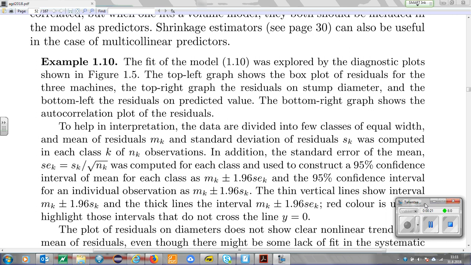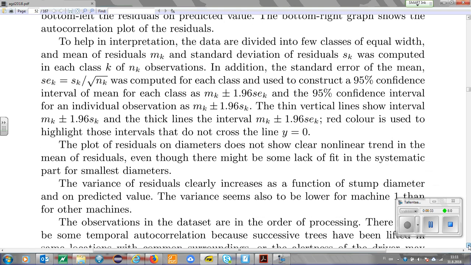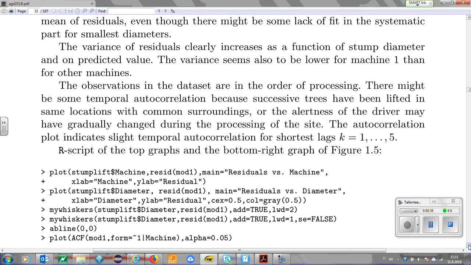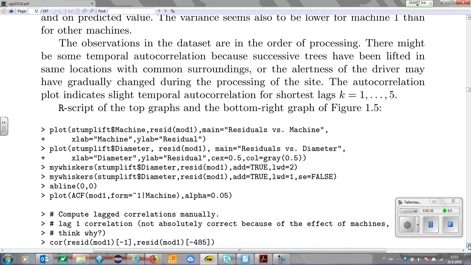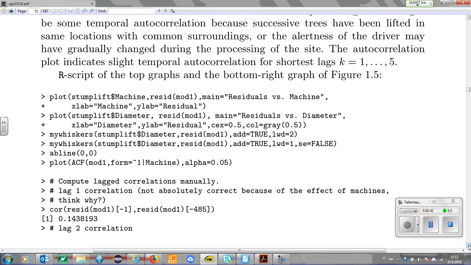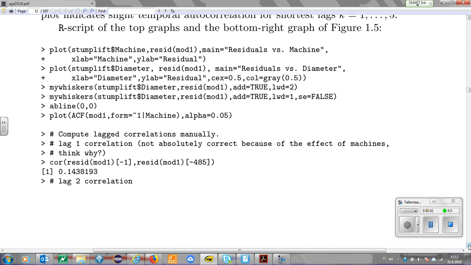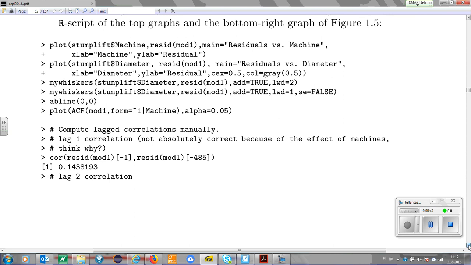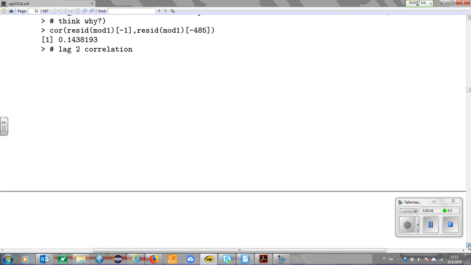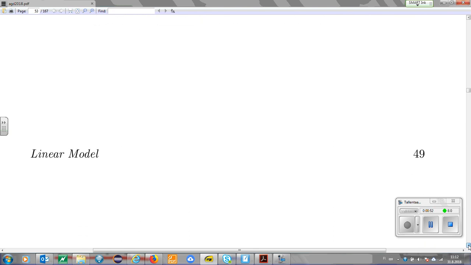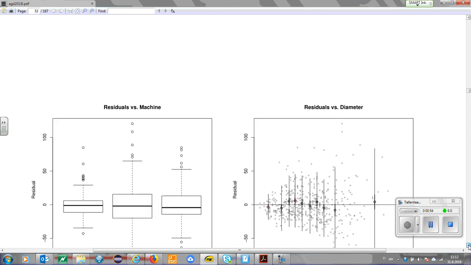A detailed explanation about model fit can be shown in this example here, but we just take a look at the graphs. The example also includes the R scripts that can be used for the production of the plots, as well as some examples about how these lagged correlation plots can be produced.